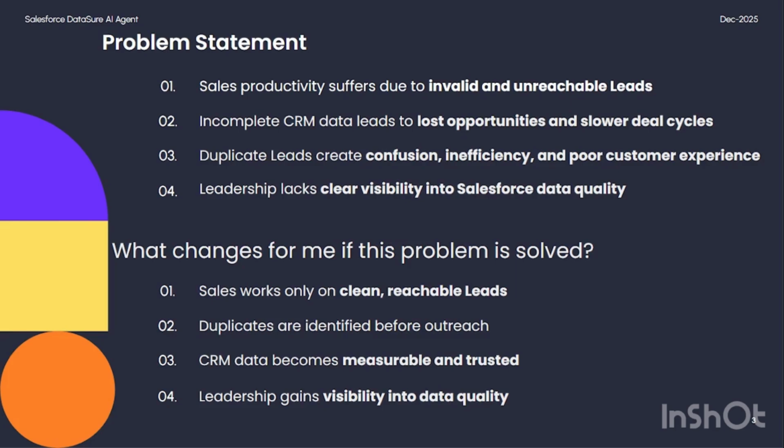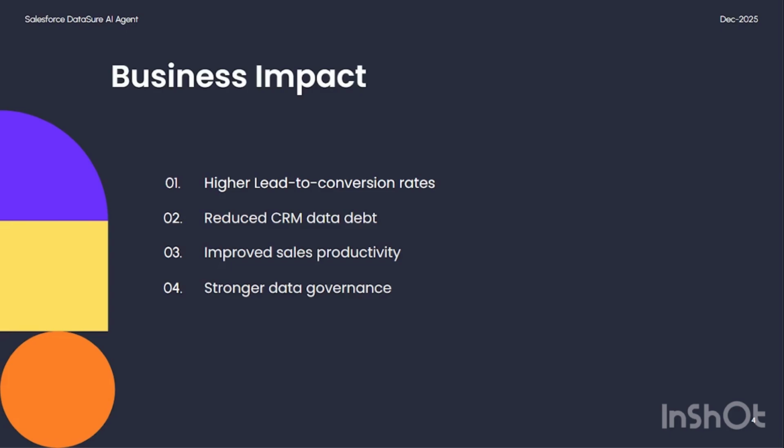Sales works only on clean and reachable leads once this AI agent is implemented. Duplicates are identified before outreach. CRM data becomes measurable and trusted. Leadership gains visibility into data quality. So this is going to be the benefit from this AI agent, and this will also help my team to improve lead to conversion rates.